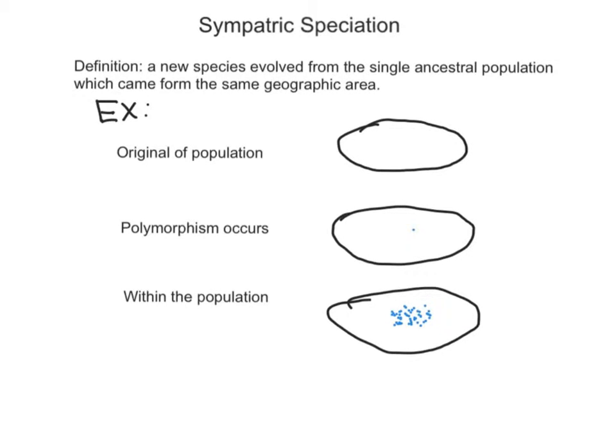Hi, I'm going to talk about sympatric speciation. The definition is that a new species evolves from a single ancestral population within the same geographic area. For example, they all came from an original population, which is the ancestral population, and go through a period of time. A new type or form of phenotype or discontinuous genetic variation occurs in the population, which causes reproductive isolation within the population, so one new species will occur from the original species, which is called sympatric speciation.